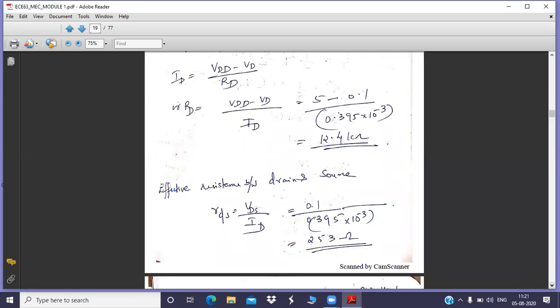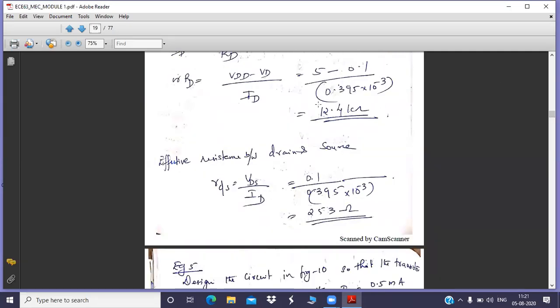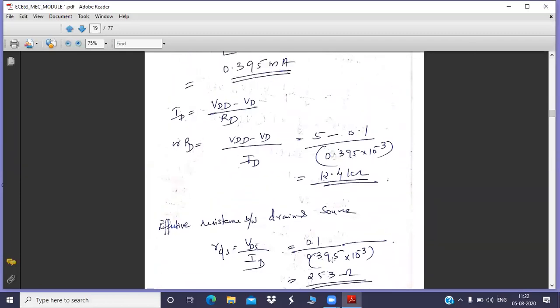Now that resistance is nothing but voltage divided by current. Resistance across two terminals means the voltage across the two terminals divided by the current. That is VDS divided by current. VDS is given as 0.1. How? Because VDS is VD minus VS, that is 0.1 minus 0. So 0.1 divided by the current, ID, which we have already solved earlier. We can substitute that here. So the answer will be 235.